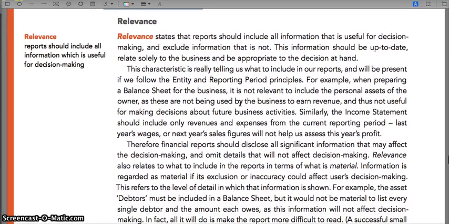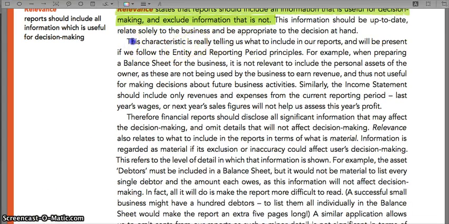The first one we're having a look at is relevance. Basically, what relevance states is that all reports should include all information that is useful for decision making and exclude any information that isn't. And as it says here, this characteristic really is just telling us what to include in our reports, which basically will be all the information present if we follow the entity and reporting period principles. See how we're linking the principles with the characteristics.